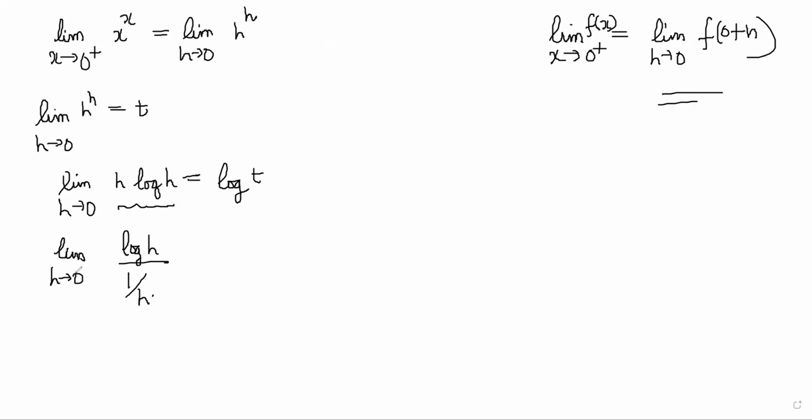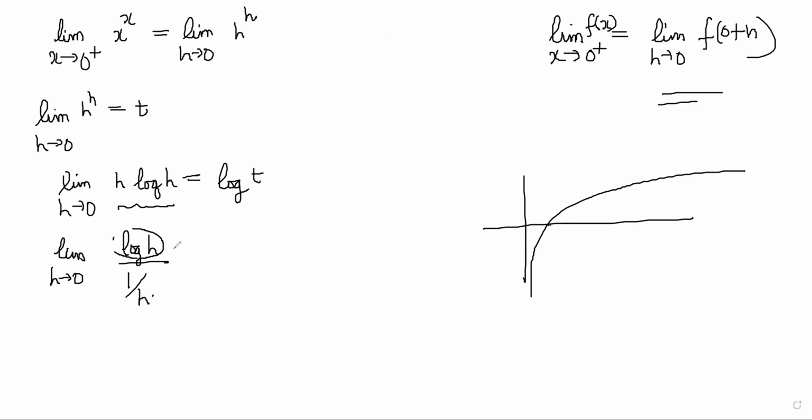So 0 log 0 happens near 0. The log graph is like this. It tends to minus infinity, no? The top part tends to minus infinity and the bottom part is tending to infinity. Yeah.